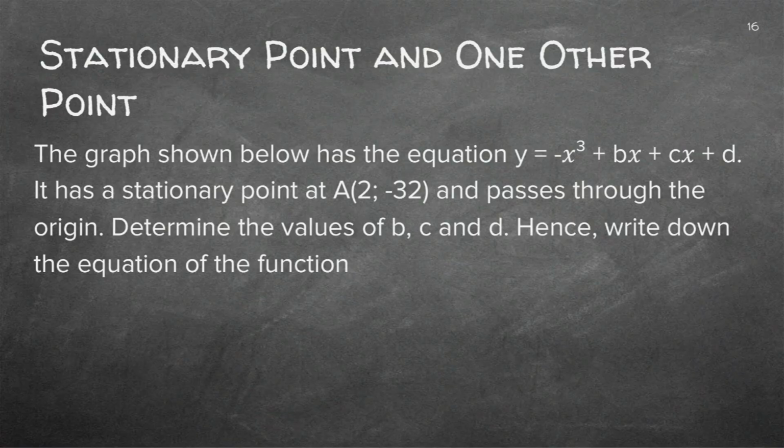The graph shown below has the equation y equals x^3 plus bx^2 plus cx plus d. It has a stationary point at (2, minus 32) and passes through the origin. Determine the values of b, c, and d. Hence, write down the equation in the form.